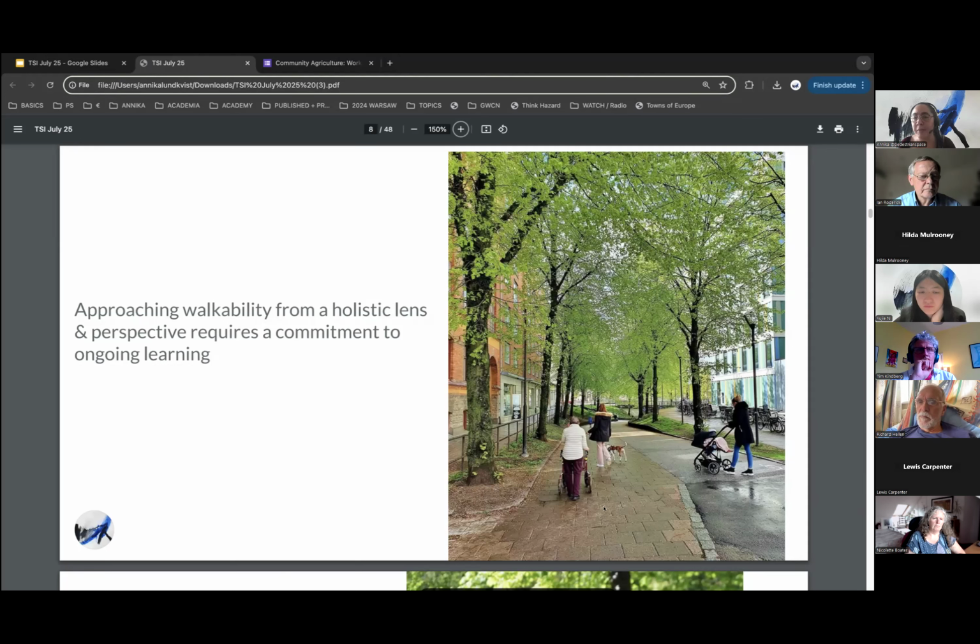So I snapped this picture in the city I was living in at the time in central Sweden, Örebro. I really like this picture because it shows three different types of pedestrians with different needs. We have a woman with a rolling walker, somebody with a dog, and somebody with a stroller. So really having this holistic lens and being open to ongoing learning about different pedestrian needs.